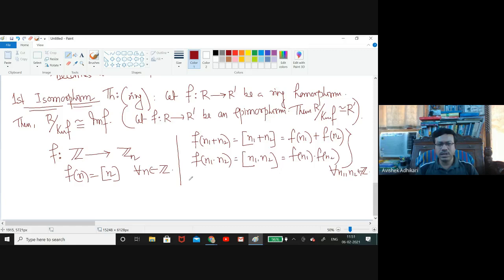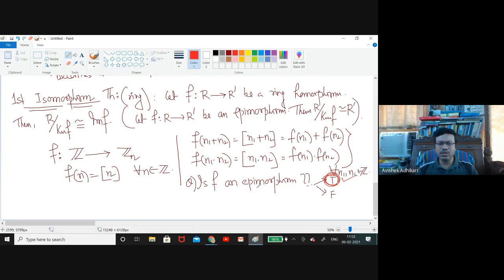Now the question is, is f an epimorphism? What will be your answer? True or false? What is your answer? Somebody? Is f an epimorphism? Yes, sir. Okay, so the answer is true. You can very easily check: take any class, then for that you will certainly have the corresponding n here, so that f of n goes to this. So this is an epimorphism.